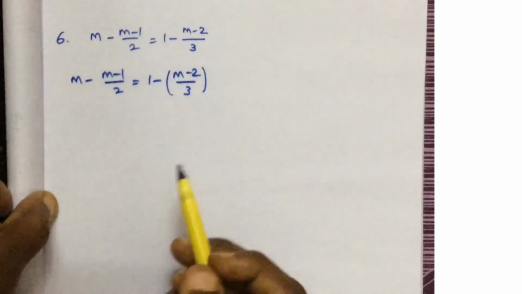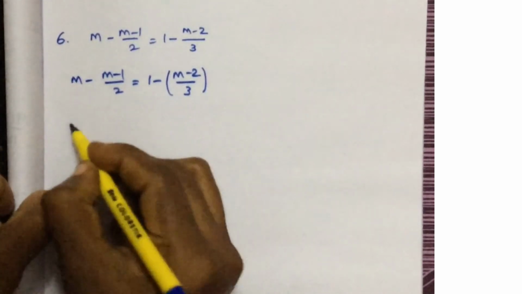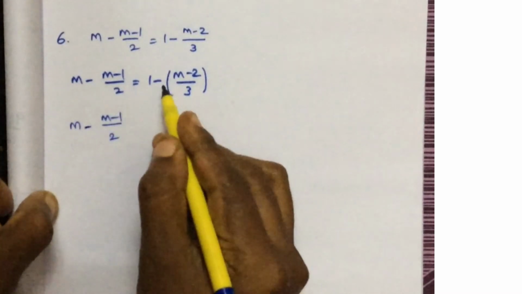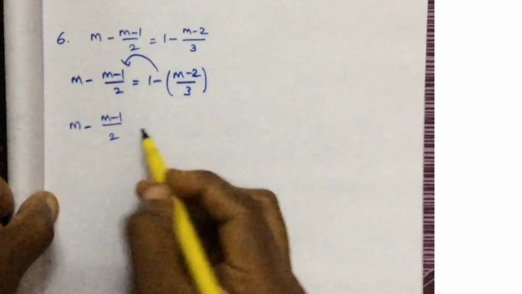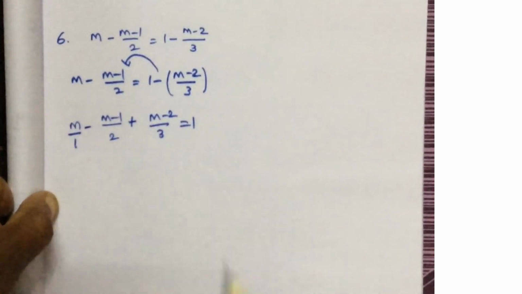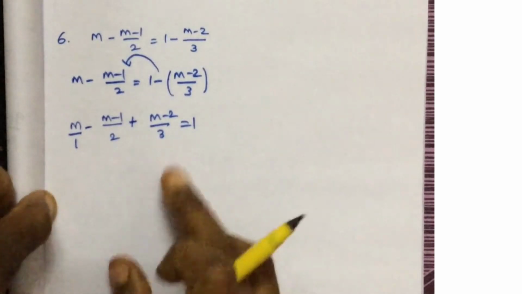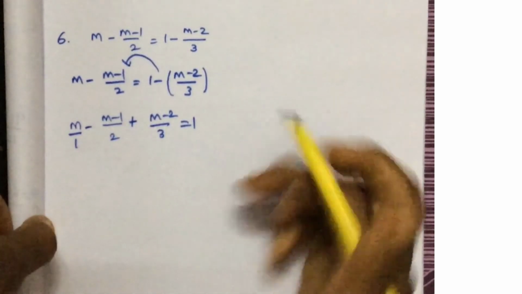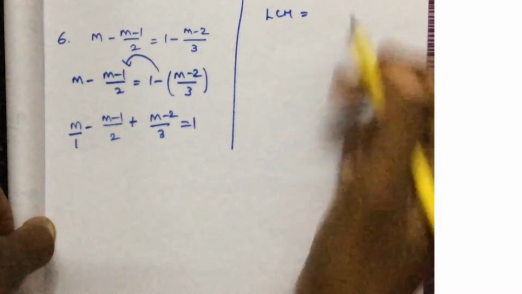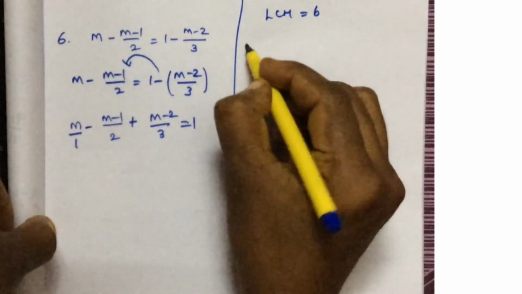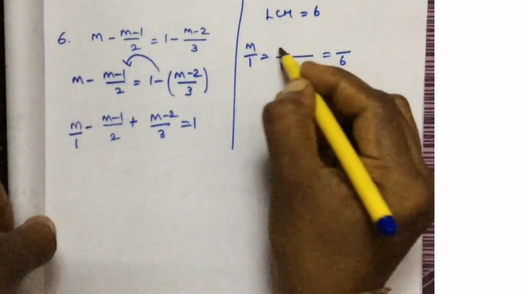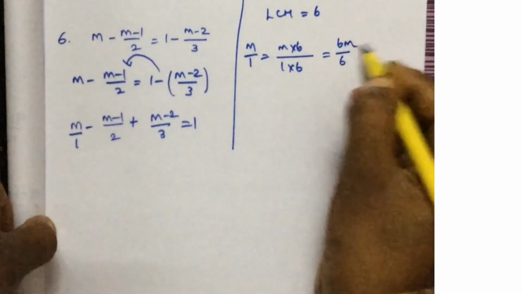Now, I am going to move all the m terms to the left hand side, which is (m minus 1)/2. This minus, when moved to this side, becomes plus (m minus 2)/3, that is equal to 1. Here you can see these 3 terms have different numbers in the denominator. So, I am going to take the LCM of 3, 2 and 1, which will be 6. The first term is m divided by 1. I want to get 6 here, so multiplied by 6, which is 6m divided by 6.